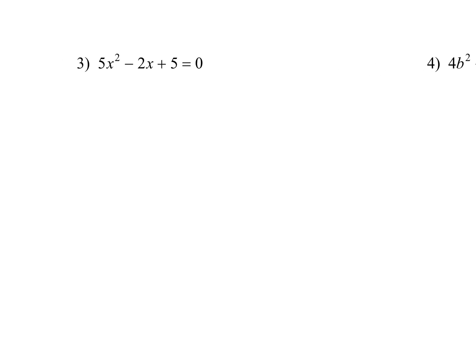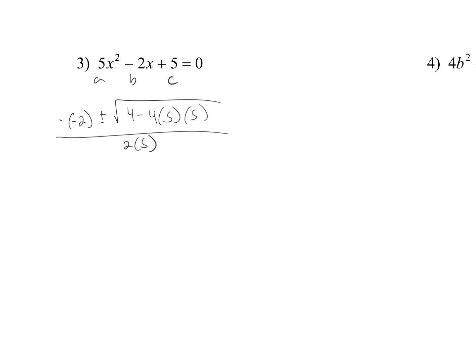So for 3, we have our A is 5, our B is negative 2, and our C is 5. We're going to plug it into the equation. So negative B is minus negative 2, plus or minus the B squared. So negative 2 squared is 4, minus 4 times A times C over 2A, so 2 times 5. That's going to become positive 4 plus or minus 4 minus 100 over 10.